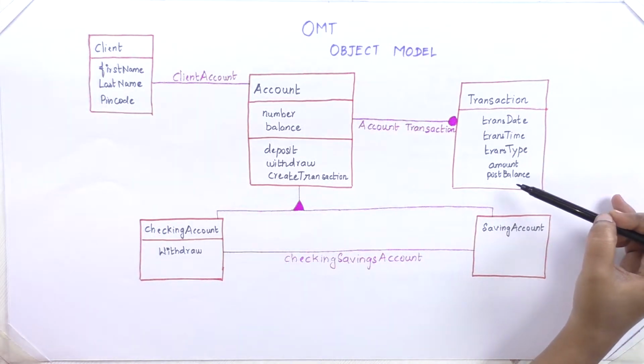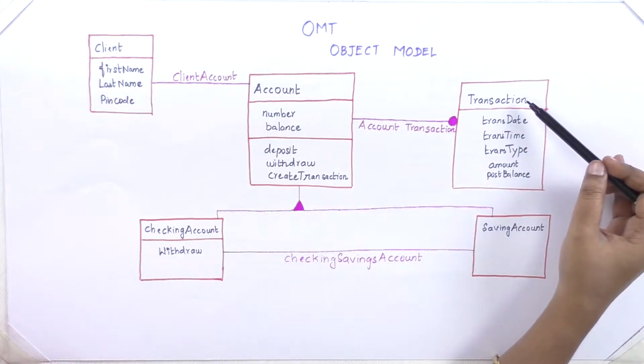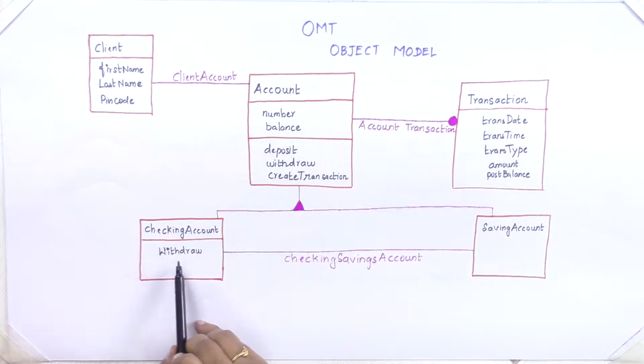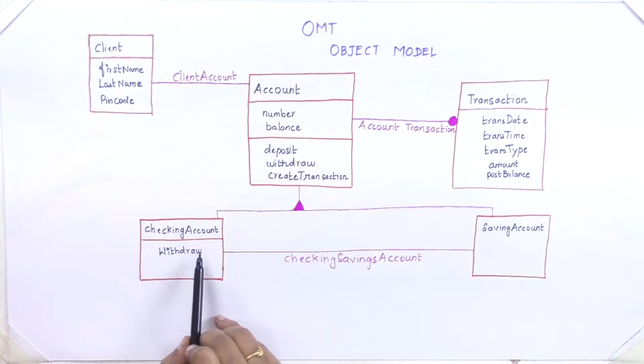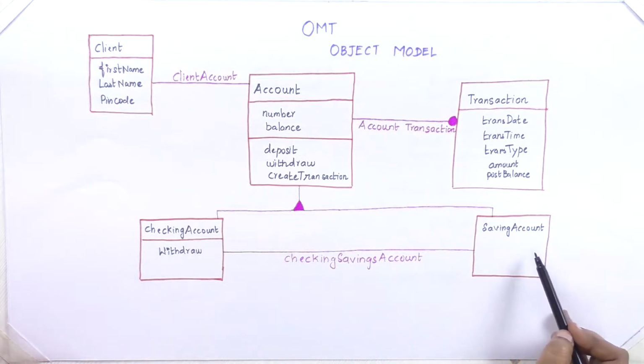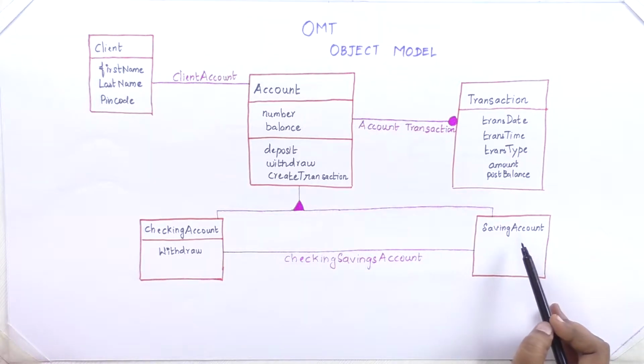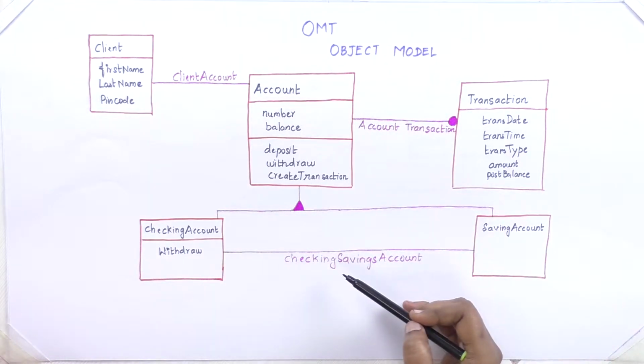So these are the attributes we have in the transaction class. In the checking account class, we will have only one attribute, called withdrawing detail. The next is the savings account class. In the savings account class, you will be using this class for communication.